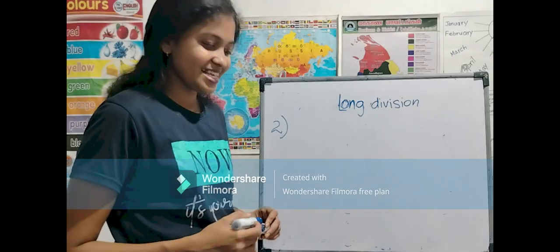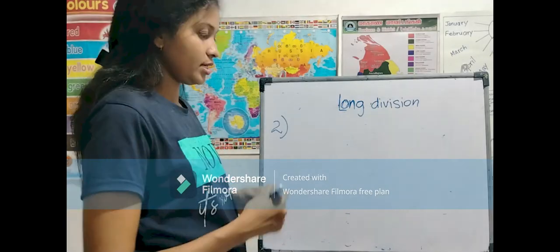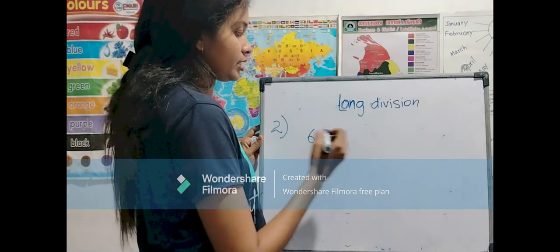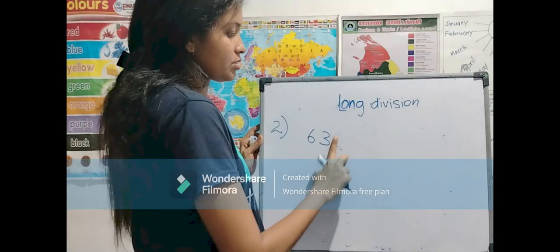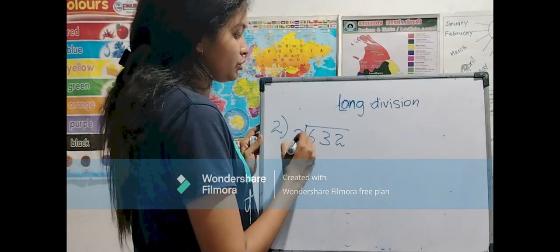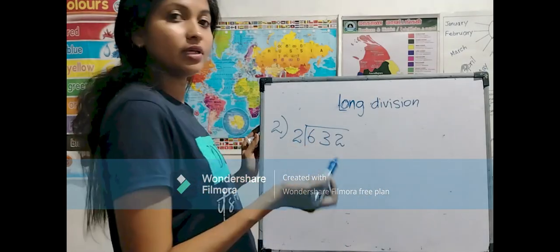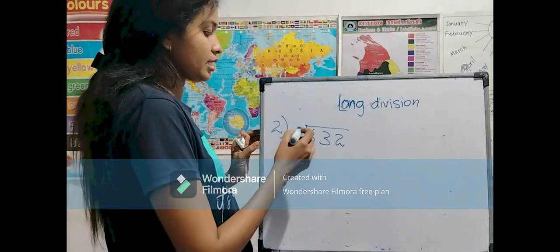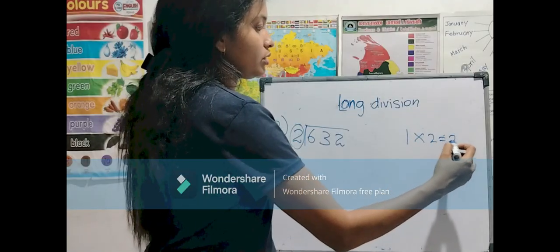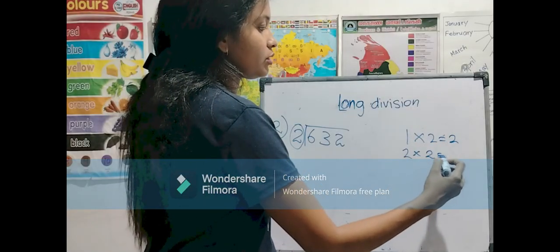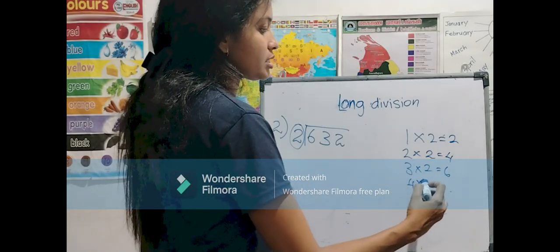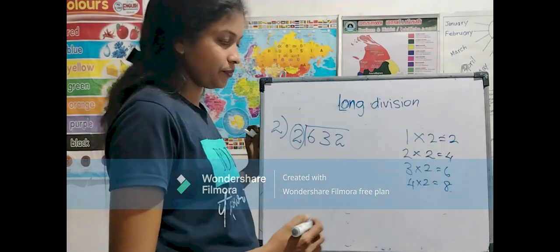Now we can move to the second sum. The second sum is 632 divided by 2. This one also we need to consider the second multiplication table. 1 times 2 is equal to 2. 2 times 2 is equal to 4. 3 times 2 is equal to 6. 4 times 2 is equal to 8.